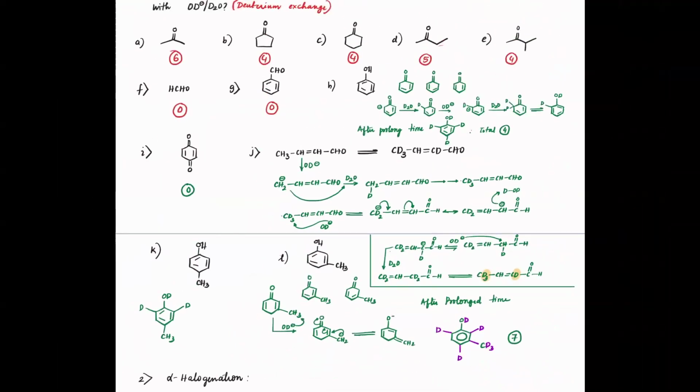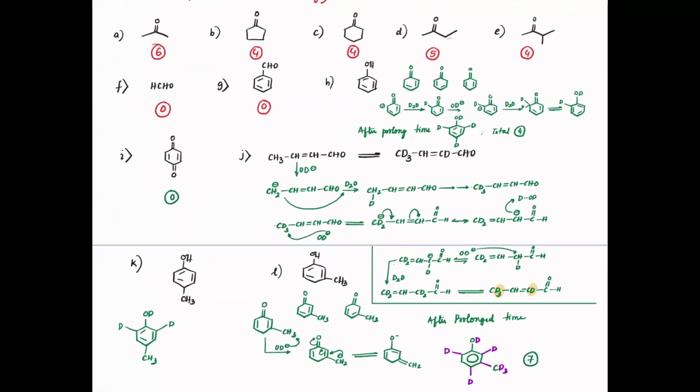So given any scenario, you please check how many times you can keep pushing the alpha groups with a carbanion form. As long as a carbanion is available at that position, whatever be the number of alpha hydrogens, exchange them with deuterium.